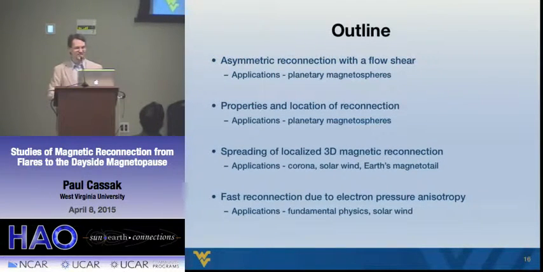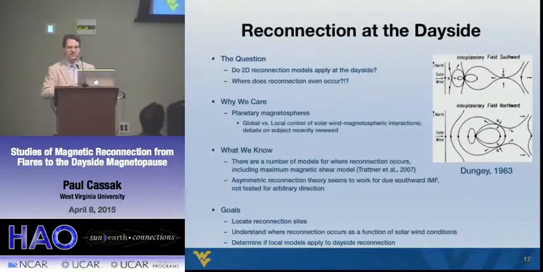I was going to move on to some other stuff. Again, jump in with questions if you have them. So this is a big picture question that has been going on for a long time: where does reconnection even occur at the dayside magnetopause as a function of what's going on in the solar wind? We just did this whole project with a simple 2D reconnection model. Do 2D reconnection models have anything to do with the real magnetosphere? The real magnetosphere is 3D, right? I think people are only recently starting to really figure this question out, so it's a really exciting time.